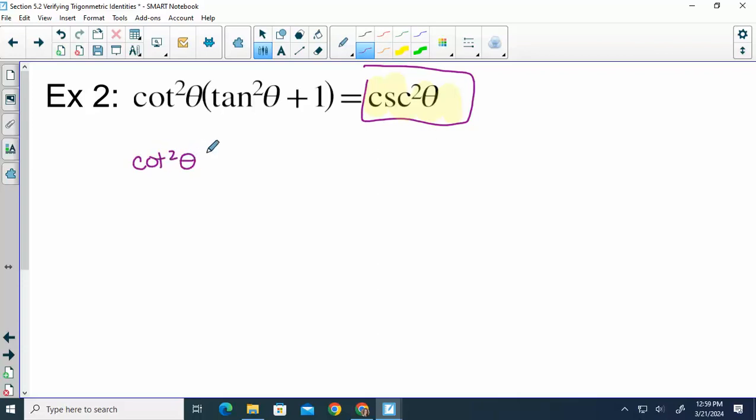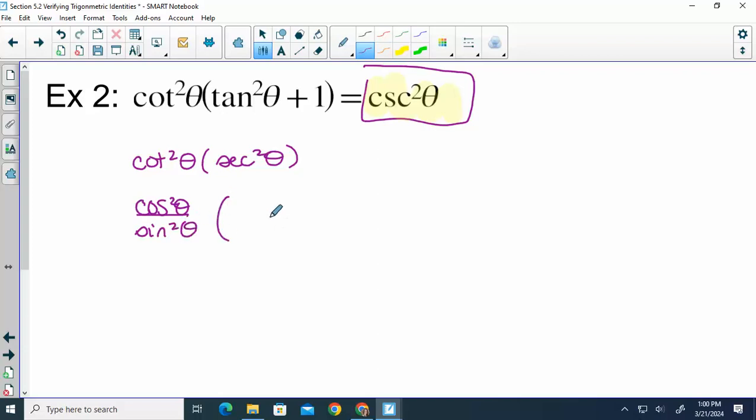Okay, tangent squared plus 1 is secant squared theta, if you recognize that Pythagorean identity. Now what should we do? Change them both to, should we? Okay, change them both to sine and cosine. So cotangent would be cosine squared theta over sine squared theta.